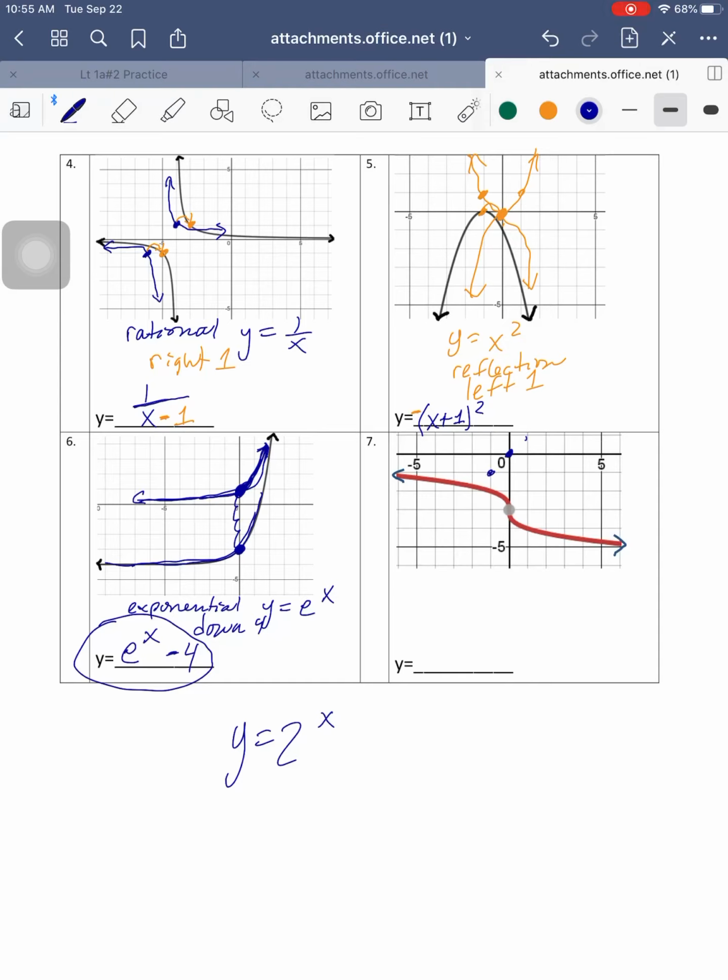And lastly, what kind of graph is that? That looks to be cube root. So it looks like this. Cube root function, but you look at the orientation, it's not the same. It starts bottom left, goes to the top right. This one starts top left and goes bottom right. So the orientation's wrong, so this is cube root. It must be a reflection.